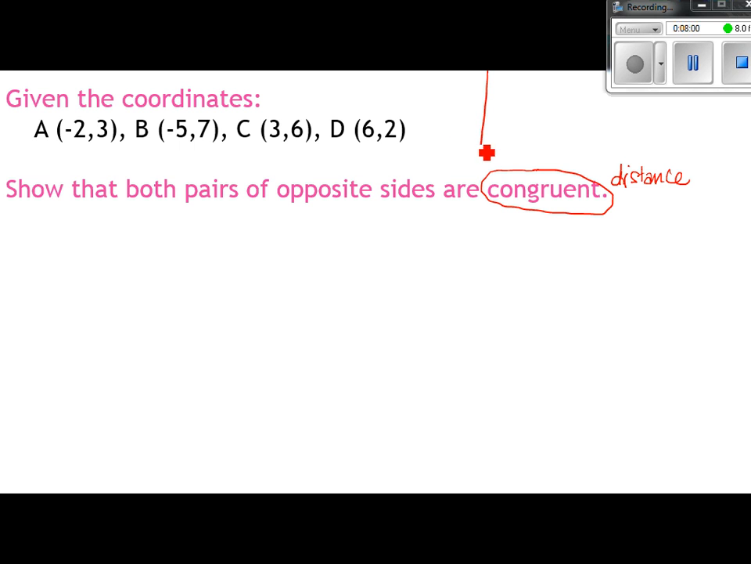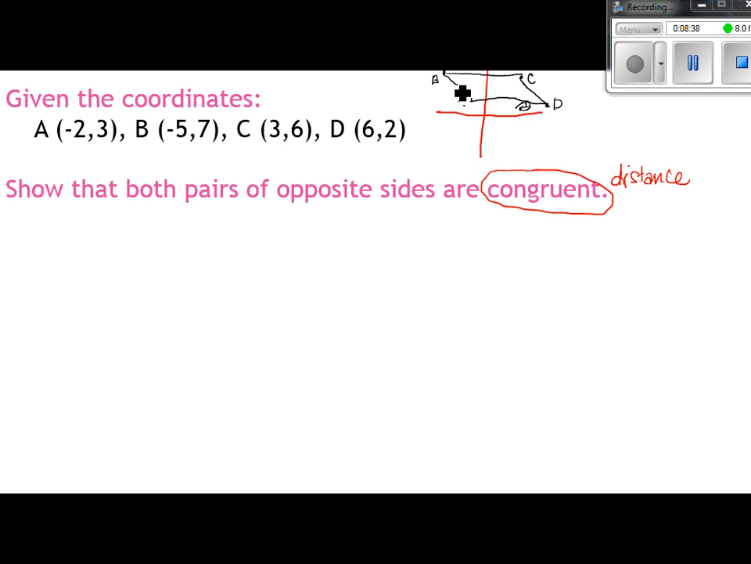Okay, so let's kind of set this up so we know where A, B, C, and D are here. So A would be (-2, 3). So here's A, (-5, 7), there's B. (3, 6) would be C. And (6, 2) would be D. Oops, I got D in the wrong place. Sorry, (6, 2) is over here. There's D. Okay, so I just kind of want to get a general shape here so I can see what I'm looking at and what sides I'm looking for.